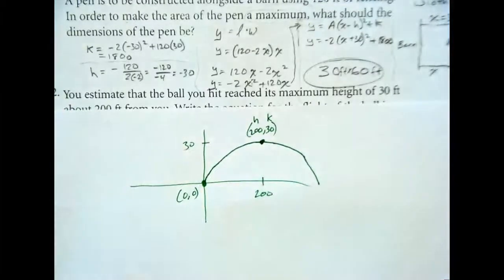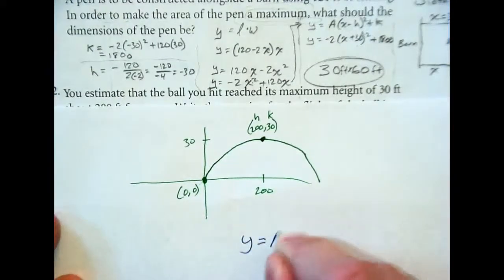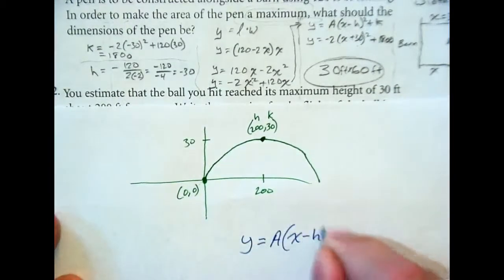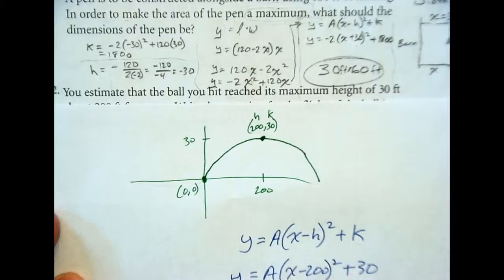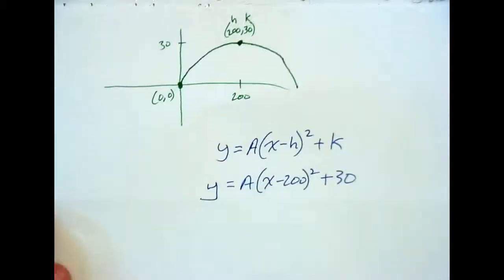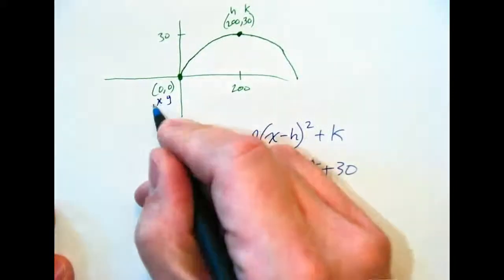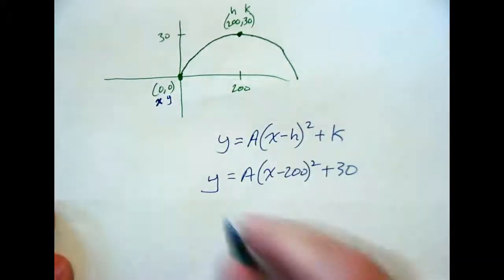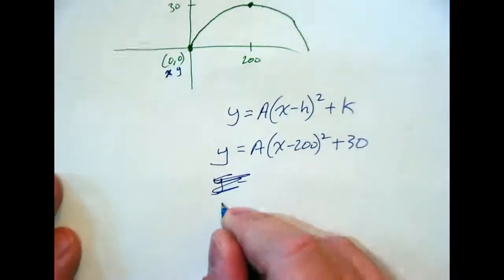How convenient is that? So now if I'm writing an equation, I have y equals, in vertex form, a times the quantity x minus h squared plus k. We know h is 200. We know k is 30. We need to find a. So to find a, we plug in another x, y point. It's convenient that we're standing at the origin, which happens to be on our parabola, because now for y, let's make that 0.